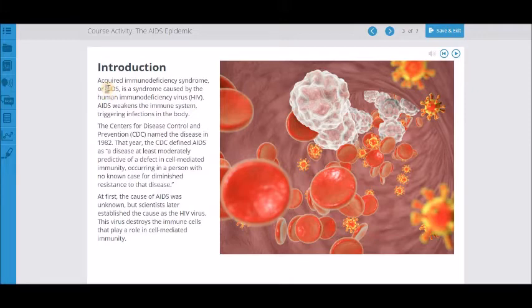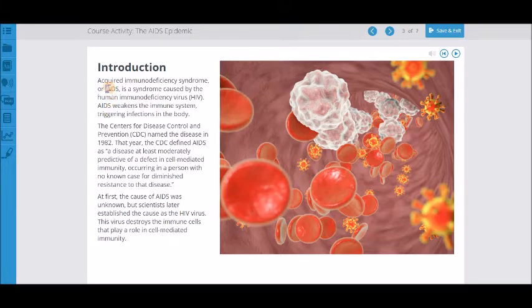It stands for acquired immune deficiency syndrome. Okay, so let's look at each word. Acquired in this case refers to the fact that you contract it, you get it. It's not something you're born with or something that's caused by some kind of defect in your DNA. You acquire it from somewhere else. Basically, it means that it's infectious.